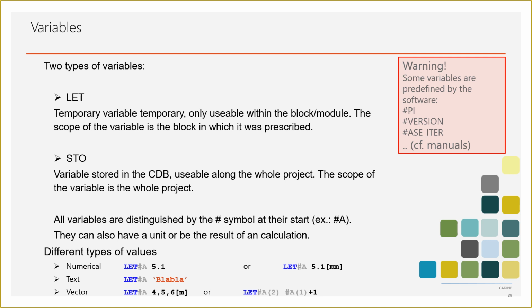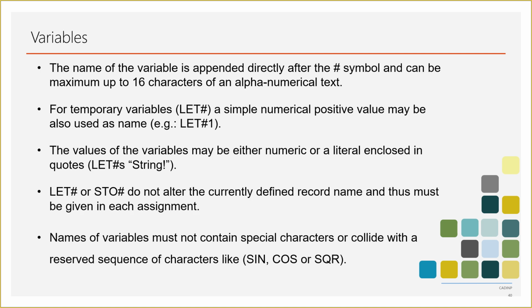A combination of the hash, or sometimes it is called the pound symbol, shall be used with the desired variable name for this purpose. The variable name can be a maximum of 16 characters. The variable name cannot contain special characters and, of course, white spaces. The variable name should start with a letter from A to Z or with the underscore character. Remember, the variable names are also case insensitive, just like any other input in the CADINP language.